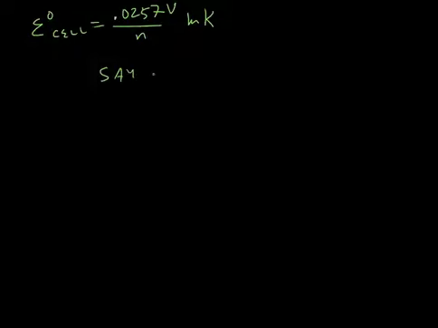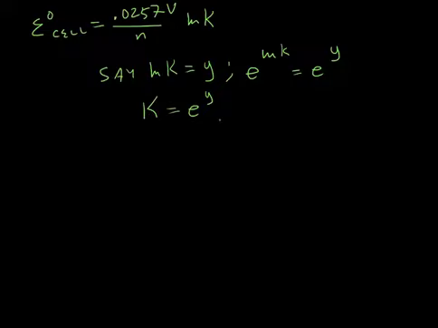Let's say for argument's sake that the natural log of K is equal to a value we're just going to call Y. If you raise E to both sides, you get E to the natural log of K on the left-hand side and E to the Y on the right-hand side. But E to the natural log of K is just K, so K is E to the Y.